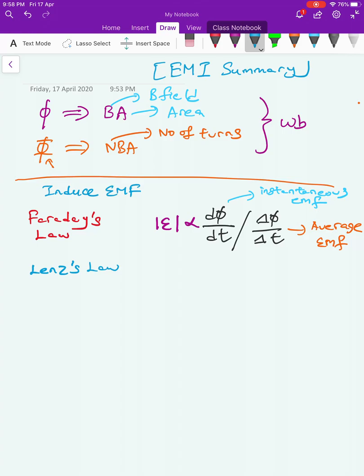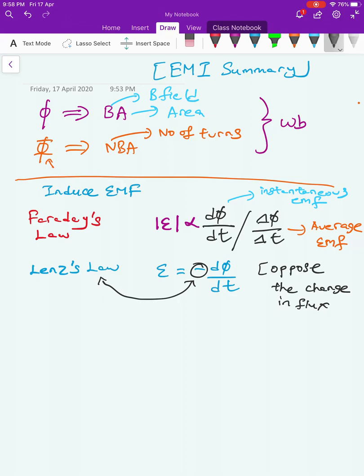We also learned Lenz's law. Lenz's law states that the direction of the EMF is such that it opposes the change in magnetic flux linkage. The negative sign represents Lenz's law. It always opposes the change in flux linkage, or magnetic flux linkage, either works.